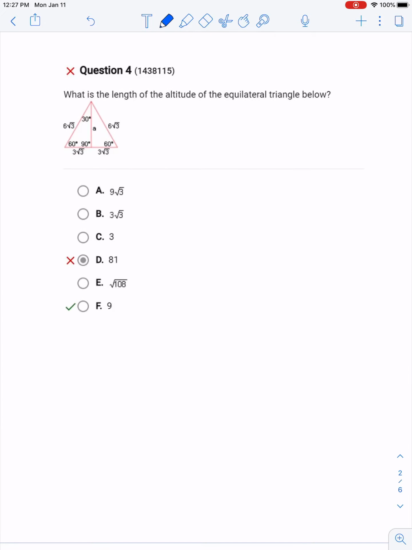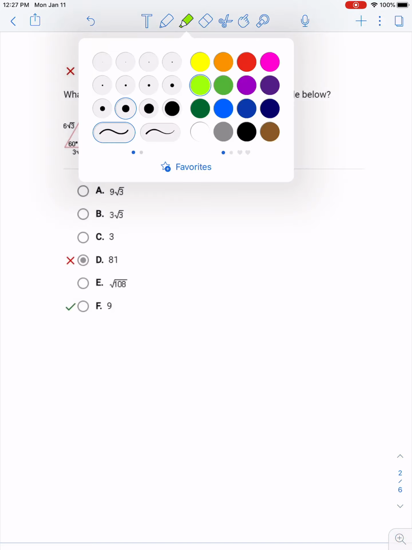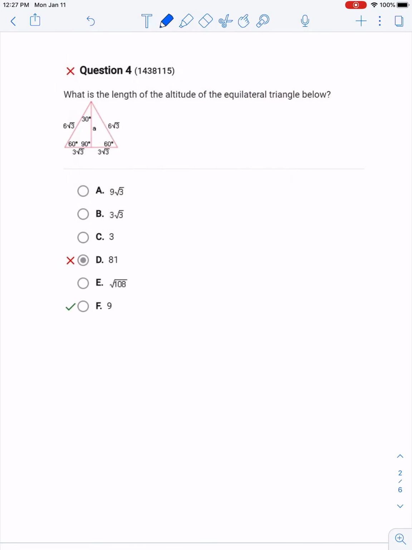What is the length of the altitude of the equilateral triangle shown below? Okay, so what I would like you to do, I'm actually going to delete part of this. Let's just, for argument's sake, scratch this off. I want you to look at just half of the triangle. So we can see now we have a 30, 60, 90. This top angle is 30, this is 60, this is 90.